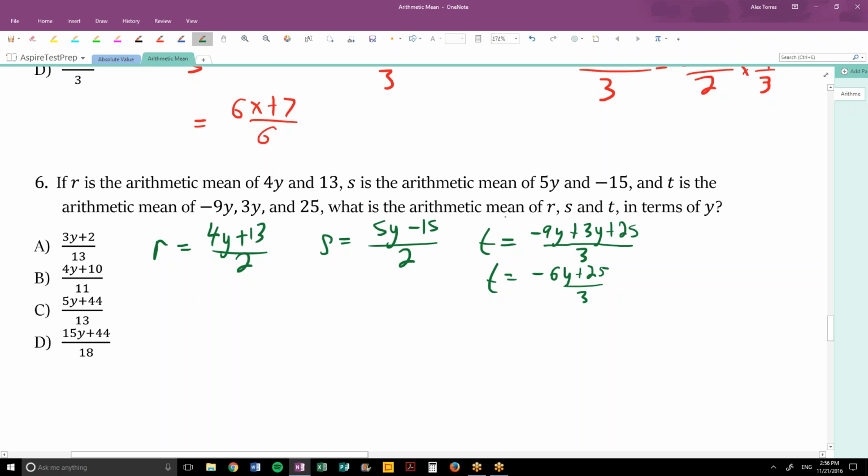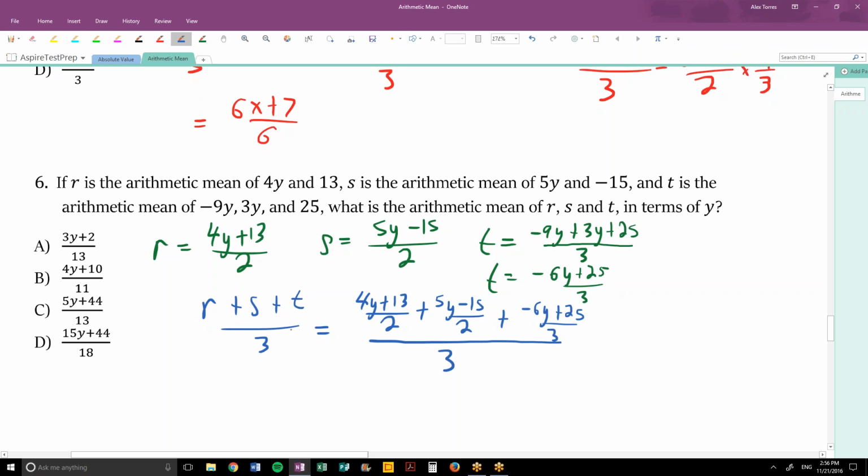If we need the arithmetic mean of R, S, and T, that's R plus S plus T all over 3, and we substitute in our expressions, (4y plus 13) all over 2, plus (5y minus 15) all over 2, plus (negative 6y plus 25) all over 3, and that is all over 3. Now we can't combine like terms here unless we get the same denominators. So if we have denominators of 2, 2, and 3, then we're going to want to multiply the 2's by 3 and the 3 by 2 in order to get a denominator of 6.